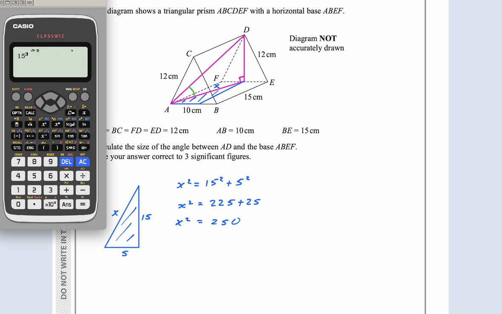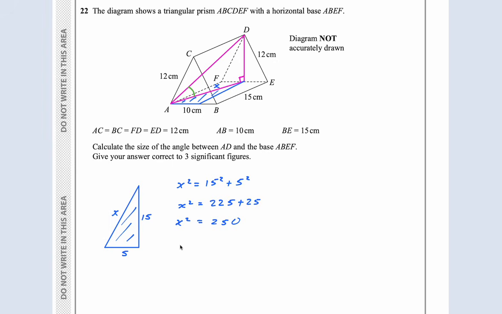15 squared plus 5 squared is 250, and then I want the square root of that. Oops, square root of 250 is 5 root 10. I can actually leave it like that, guys. x is the square root of 250, so let's leave it like that for now. So now I have this x.